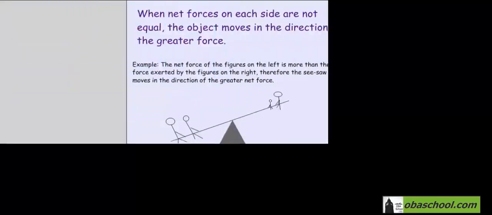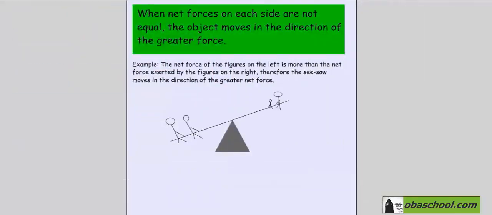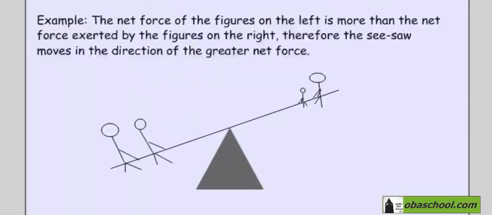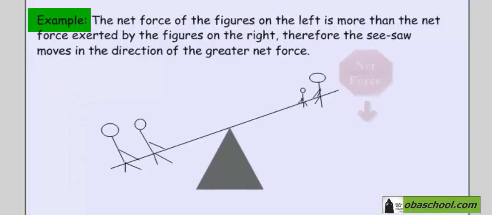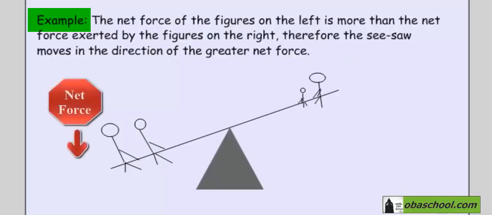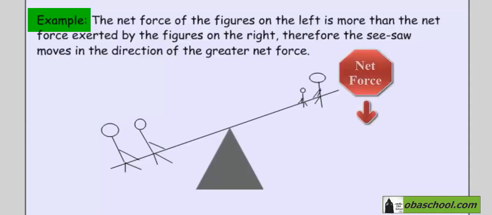Let's continue. When net forces on each side are not equal, the object moves in the direction of the greater force. Look at this example that we have below. The net force of the figures on the left is more than the net force exerted by the figures on the right. As you can see, on the left, the people are larger than the people on the right.